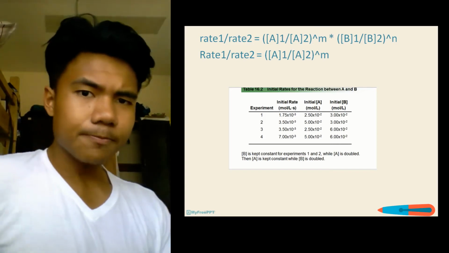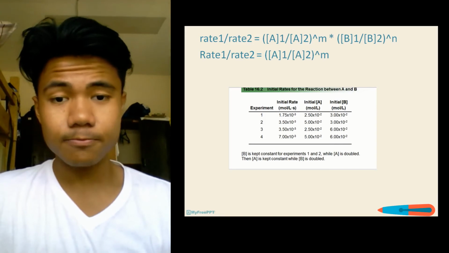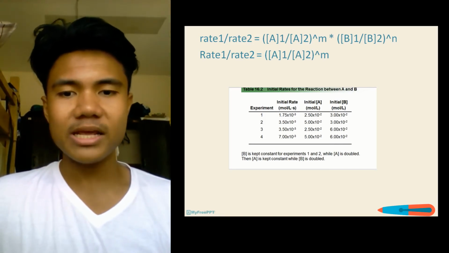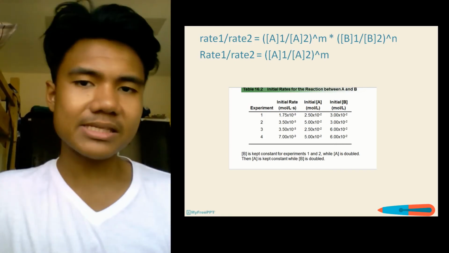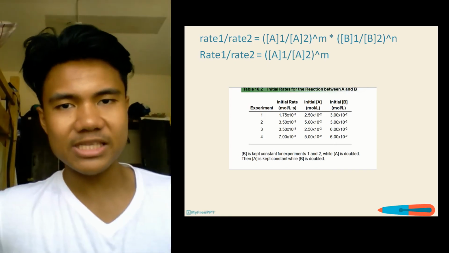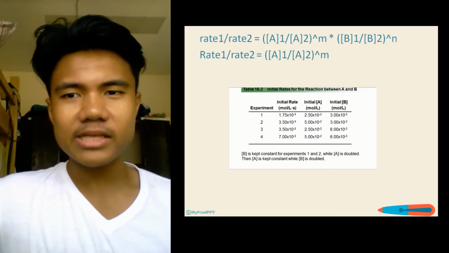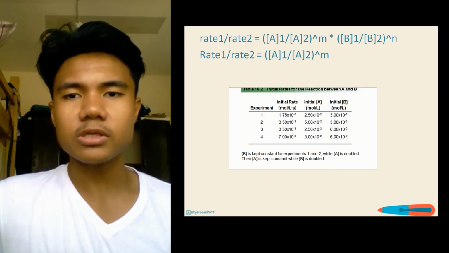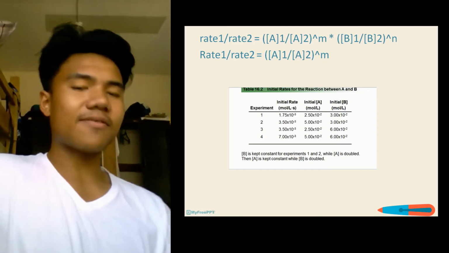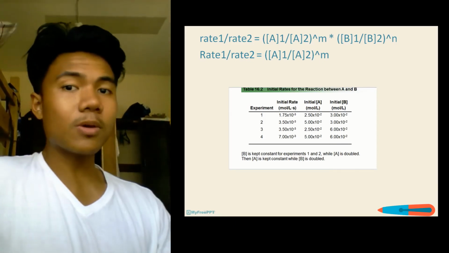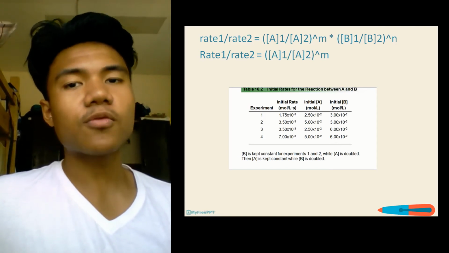And if you don't know n, then you just do it again. You find two experiments which have the same A right here. Experiment 1 and 3 or 2 and 4 have the same A. Now because they have the same A, it means that we can assume that this is 1. This thing that I'm pointing at. And then we can simplify the equation into rate 1 over rate 2 is equal to B1 over B2 raised to n, and then we can get the value of n. So really, it's just about knowing what you don't know, m and n, and then plugging in the value so that you could remove one of the variables.